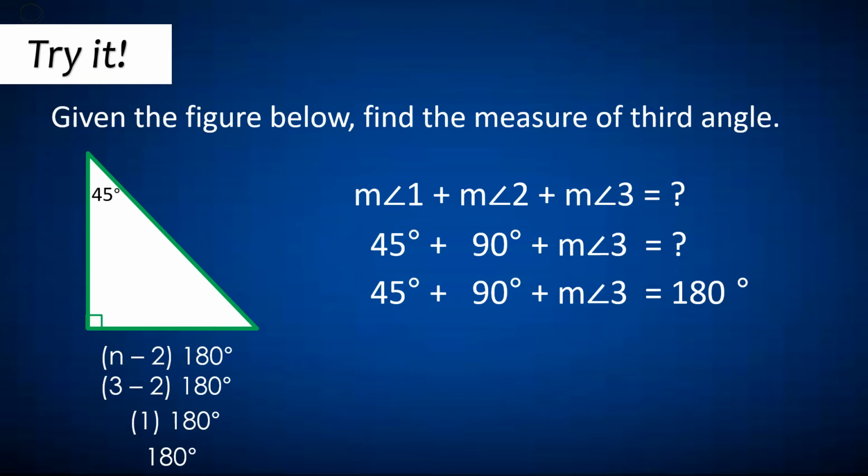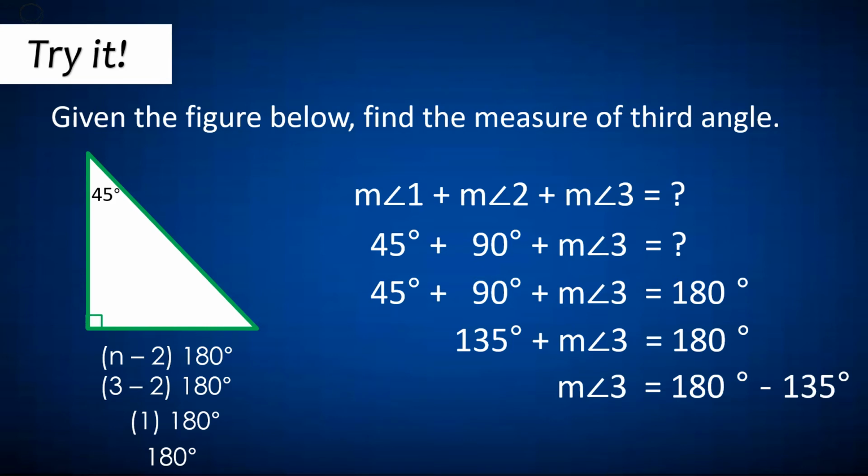And from there, we have to add 45 and 90. So, we have 135 plus the measure of angle 3 is equal to 180. And then, we can use SPE again. Subtract 135 from both sides, or transpose to the other side of the equal sign. So, 180 minus 135. When you subtract that, we have a total of 45 degrees. So, the measure of the missing angle of our triangle is 45 degrees.